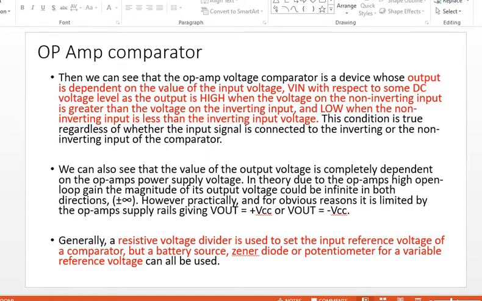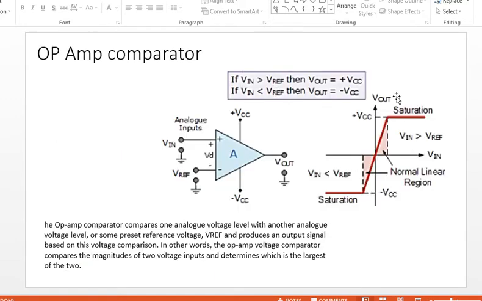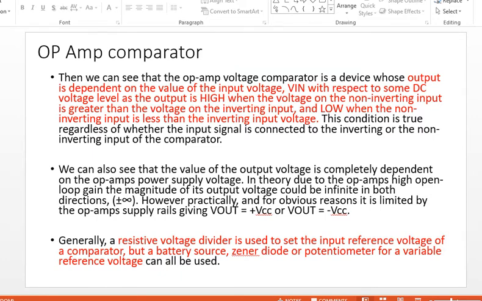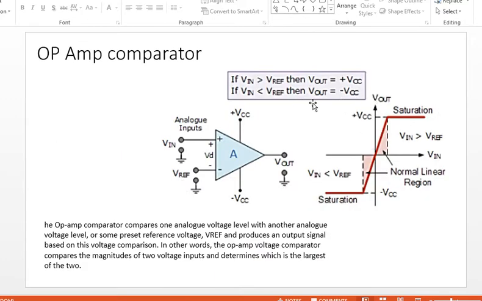In the comparator you can see that your output is dependent on the value of input voltage, which is V in with respect to some DC voltage level, and the output is high when the voltage on the non-inverting input is greater than the voltage on the inverting input, right? As I said previously, this is the phenomena that would be observed. Similarly, जब आपकी voltage low होगी non-inverting input पे, in that case आपको क्या हो जाएगी? It would be toward negative VCC, right? आपकी waveform should be towards minus VCC.